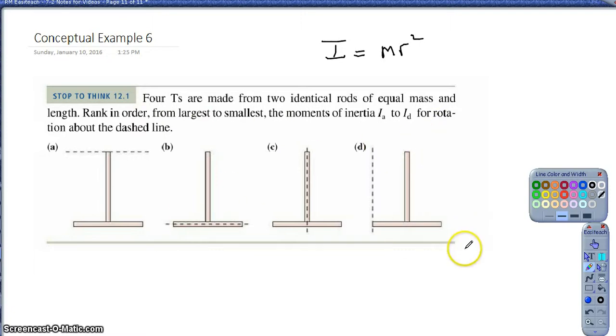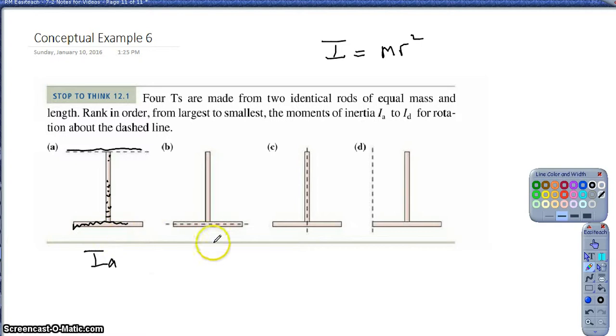If I look at these, which one has the largest moment of inertia? Well, A has the largest. A is going to have the largest because if I look at this as the axis of rotation, this entire rod is as far away from that as possible. And obviously this rod gets progressively further away as it goes down. So this definitely has the most mass concentrated as far away as possible.